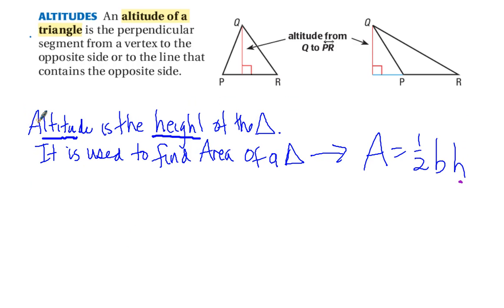Okay, so an altitude is actually the height of a triangle. When we're finding the area, you'll recall the area formula: area equals 1/2 base times height. So if we use PR as the base, then the altitude would be the height that you would use in that calculation. So we would call this H. Okay? So that's where we get the notion that it's the height of the triangle.